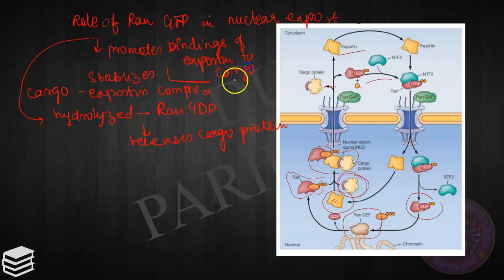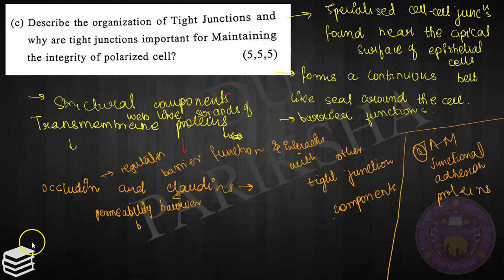बाइंडिंग ऑफ द एक्सपोर्टिन टू द कार्गो प्रोटीन, और स्टेबलाइज करता है ये जो ट्राइमेरिक कॉम्प्लेक्स फॉर्म होता है ना, हमारा कार्गो एंड एक्सपोर्टिन कॉम्प्लेक्स. इसके बाद फिर ये इसको रिलीज कर देता है इनटू द साइटोप्लाज्म. जब ये रिलीज कर देगा साइटोप्लाज्म में तो RAN-GTP हाइड्रोलाइज हो जाता है और कार्गो प्रोटीन रिलीज, एंड एक्सपोर्टिन दोबारा रिसाइकल बैक हो जाता है इनटू द न्यूक्लियस.